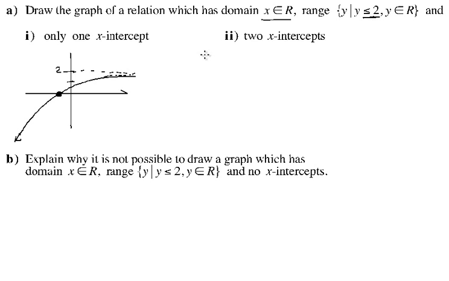Because this is less than or equal to 2, this curve has to make it to the line, so we'll say it does that. It gets just barely to 2 and then goes flat and doesn't rise any higher, so 2 is the furthest that it ever got.